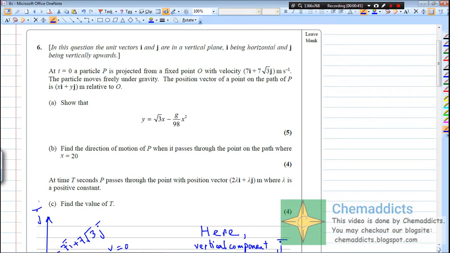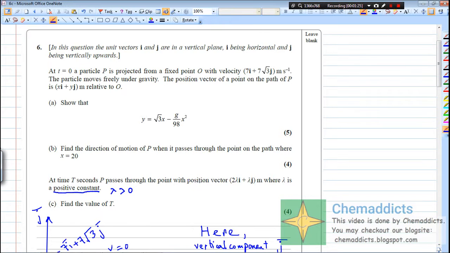Okay, so now we're gonna solve C. Before solving C, let us once again read this question. At time t seconds, P passes through the point with position vector 2 lambda i plus 2 lambda j meters, where lambda is a positive constant. Okay, so this is the information given. Lambda should be positive, greater than 0.